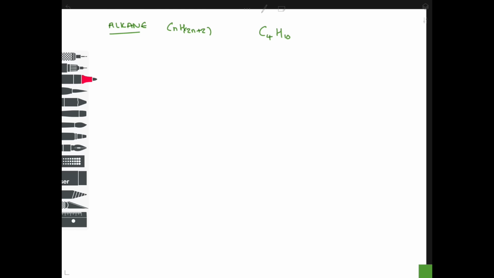To make it into an empirical formula, just cancel down those numbers. So it becomes C2H5, because you can obviously divide 4 and 10 both by 2. This is therefore the empirical formula. And then just to notice, a displayed formula is when you draw out all the bonds, so something like that.